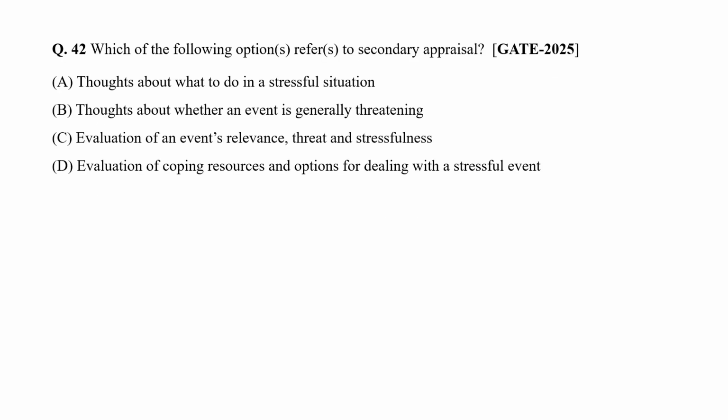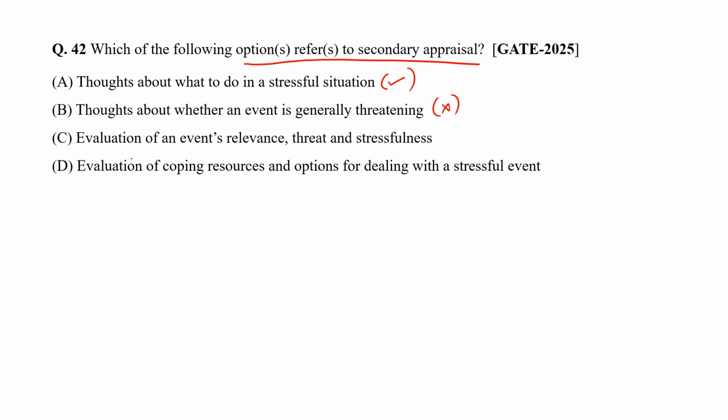Now, when we come back to the question, they have asked which among the following options refers to secondary appraisal. Now, let's read the options. Option A: thoughts about what to do in a stressful situation. Option B: thoughts about whether an event is generally threatening. So, this option is done in primary appraisal because we are trying to decide if it is a threatening or a challenging situation.